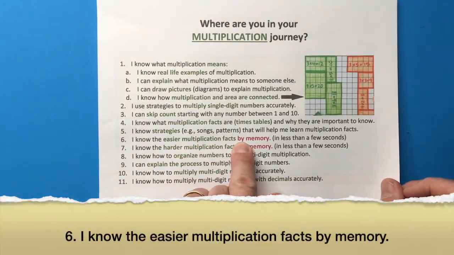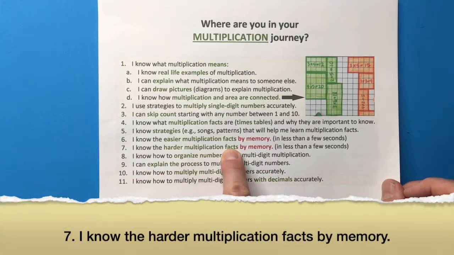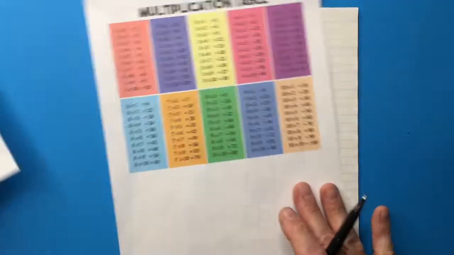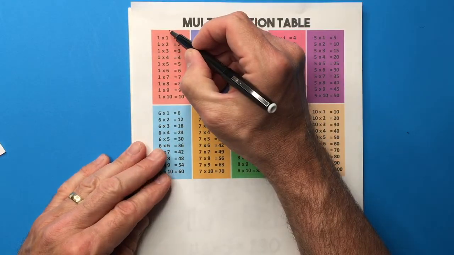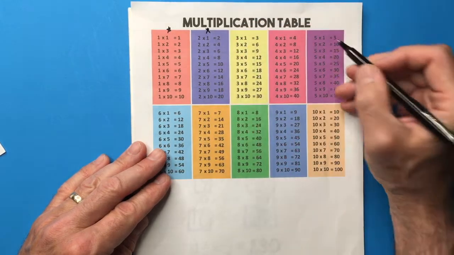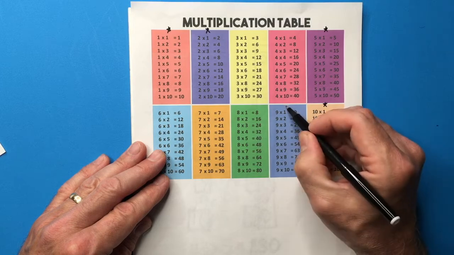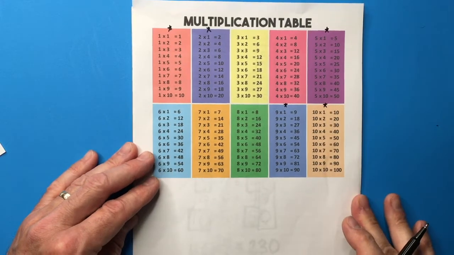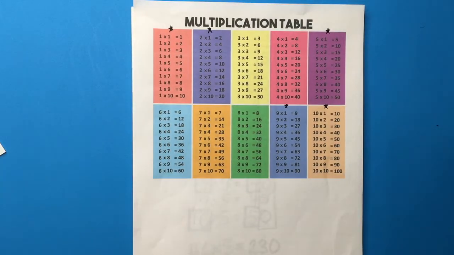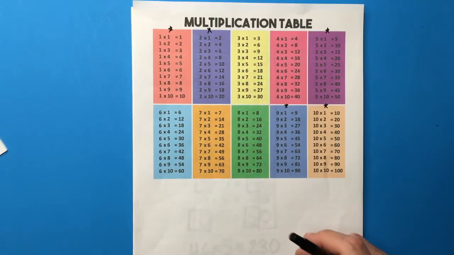Once you can see a 5 times question, so this next part down here, number 6, I know the easier multiplication facts by memory. And 7 is I know the harder multiplication facts by memory. So the easier multiplication facts, the easier ones are the 1 times table, the 2 times table, the 5 times table, the 10 times table, and the 9 times table. So those are the easier ones. The other ones are the harder ones. They just take a little bit longer.